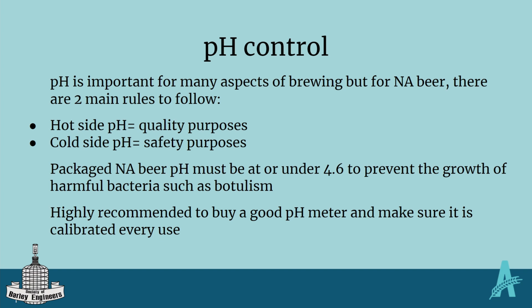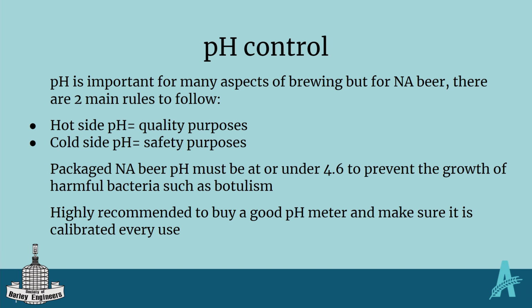pH control, this is a good one. pH is important to all aspects of brewing. There are two main roles: hot side and cold side. Hot side pH is for quality purposes. Cold side pH is for safety purposes. So on your hot side, you want to hit that 5.2 mash pH for all your hops, your grains, all that. Your boil pH and your knockout pH for your yeast are all going to affect your flavor. It's going to affect your hydration and all that.